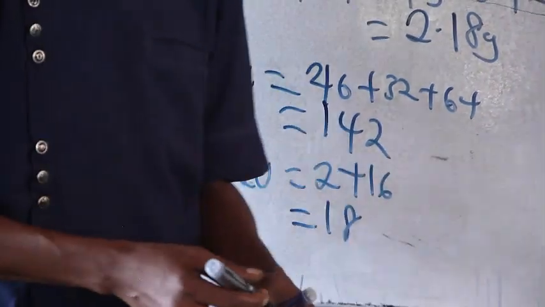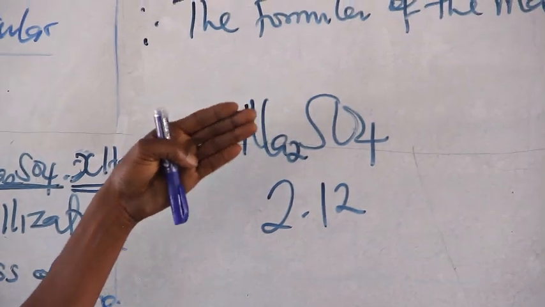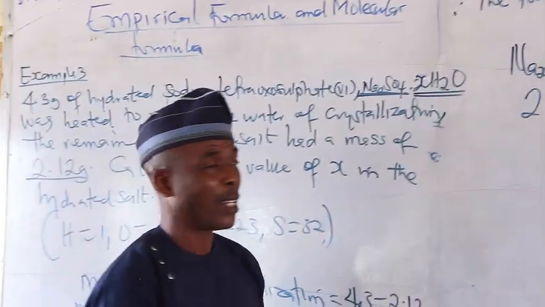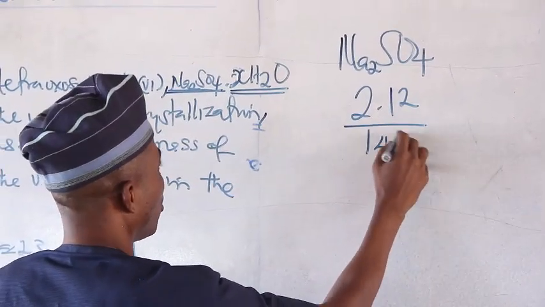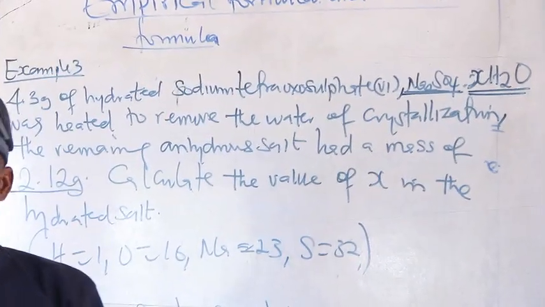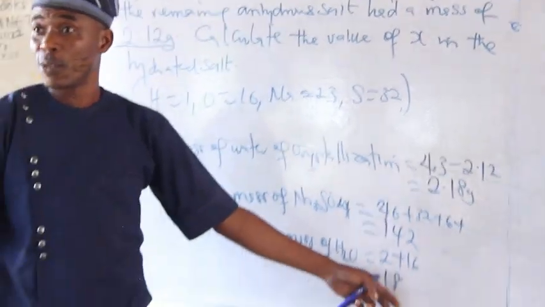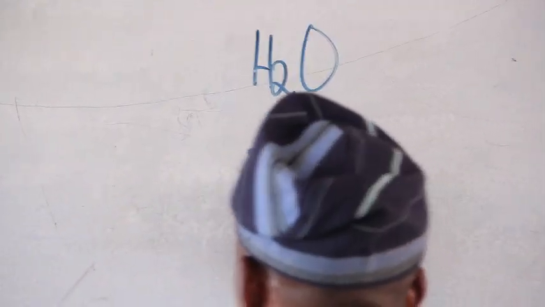That means now we come to this one. We divide the mass of anhydrous salt by the molar mass of the anhydrous salt, and that is 142. Then divide the mass of water of crystallization by the relative molecular mass of water, and that is 18.